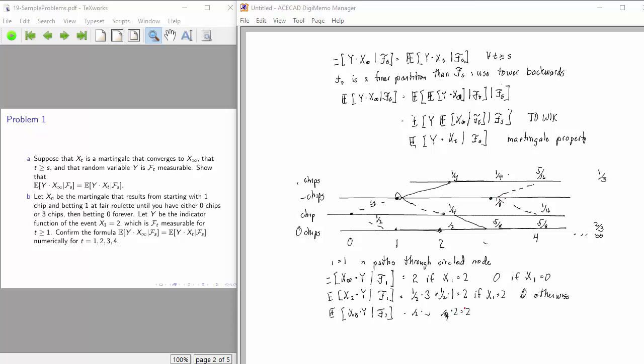And that's equal to 2 and 0 otherwise. And finally, if I look at x4 times y conditioned on f1, I have 5/8 times 3. That is conditioned on my having won my first play at the roulette wheel. I have a 5/8 probability of ending up with 3 and a 1/8 probability of ending up with 1, and that's equal to 2, which confirms in this very simple case the result I proved earlier.